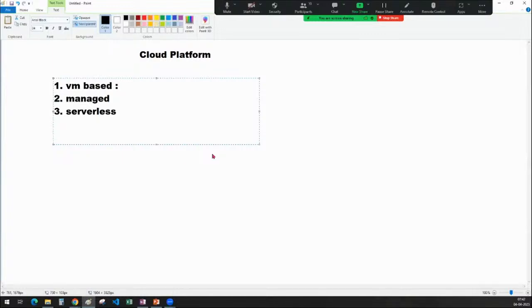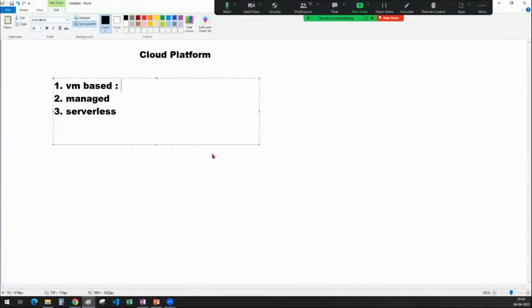If you go to any cloud platform, the services in the cloud platform are categorized into three. One is VM based services. One more is managed services or fully managed services, and third one is serverless. What do you mean by that, sir?